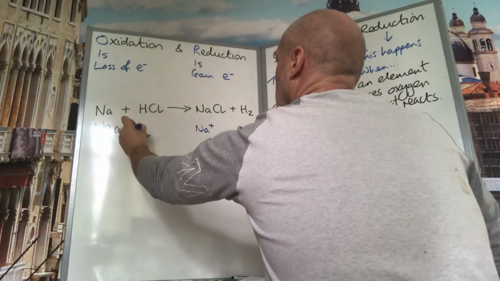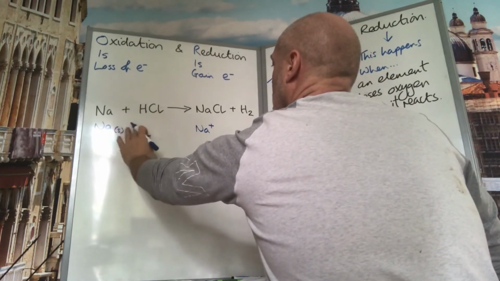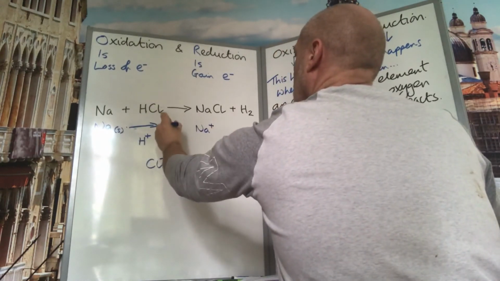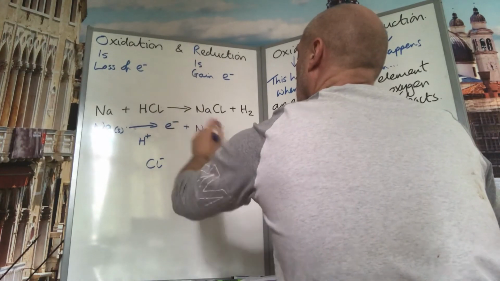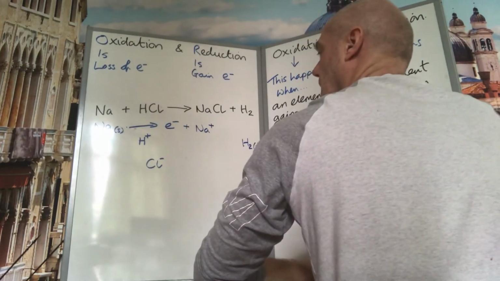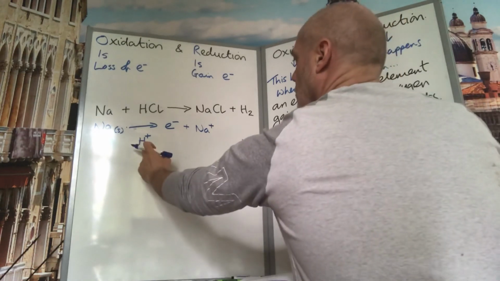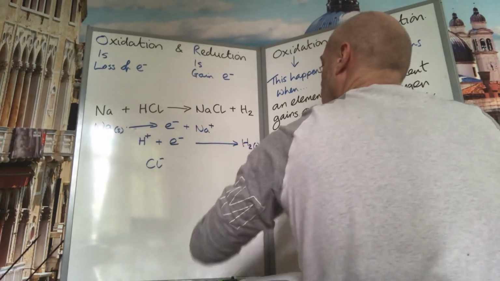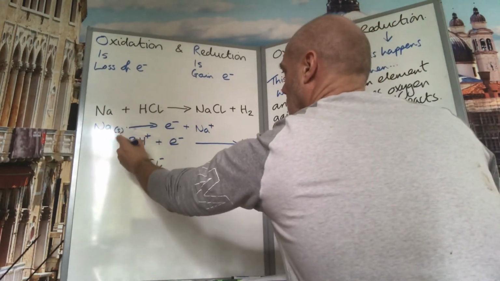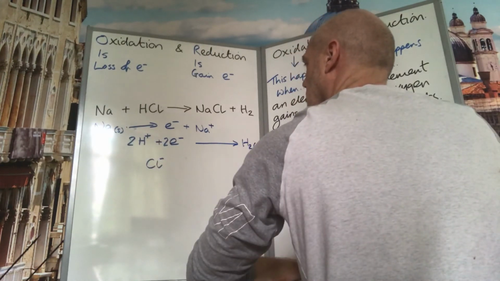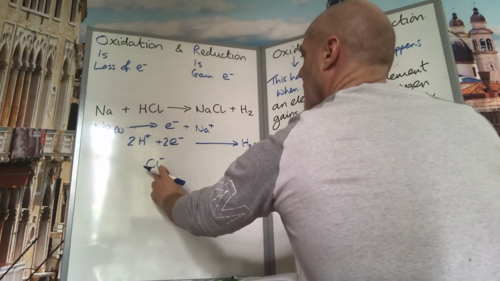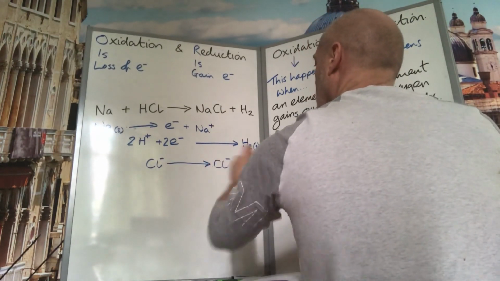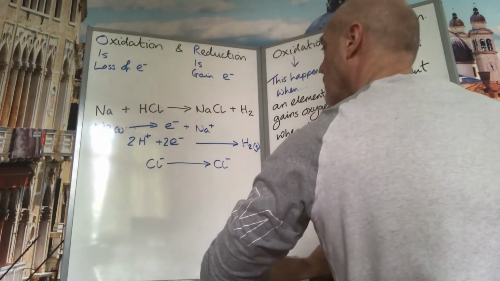so sodium here has lost its outer electron to form this ion, and it loses an electron. Hydrogen gains an electron and it forms hydrogen gas. Okay, we'll just double those up to balance it. Okay, chlorine is Cl- there, and it forms another compound and is Cl- there. So that doesn't change. It's not been oxidized, it's not been reduced.